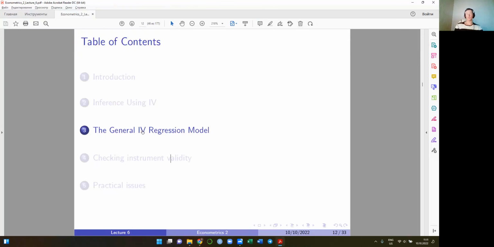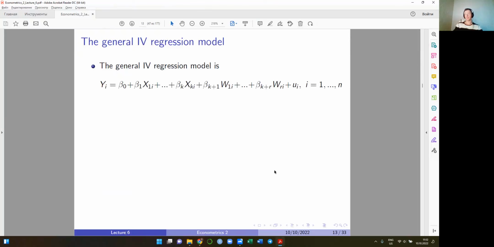We will talk about the general instrumental variables regression model, when we have more than one independent variable and also some control variables. So the general regression model looks as follows. So we have k X's. Let us also try to describe the notation right away. So y is a dependent variable, as usual. Betas are the unknown regression coefficients. So beta 0, 1, k, k plus 1, k plus r.